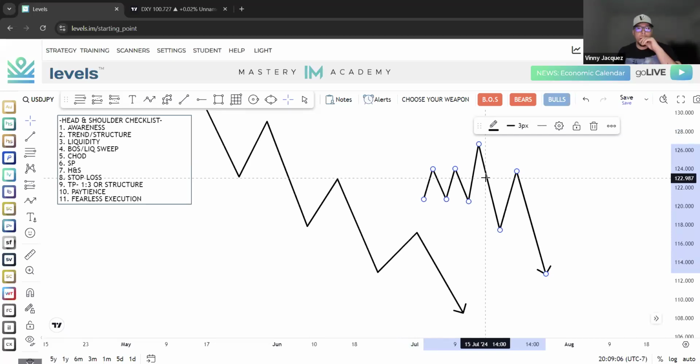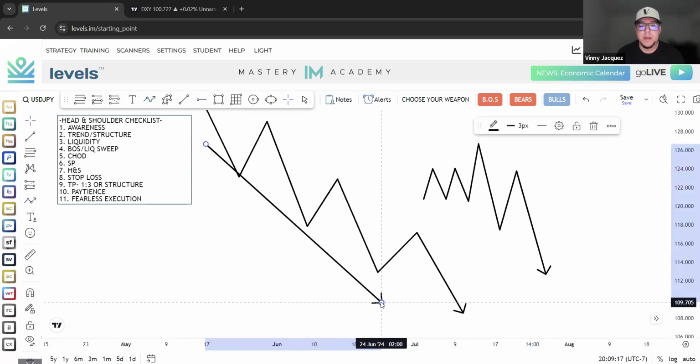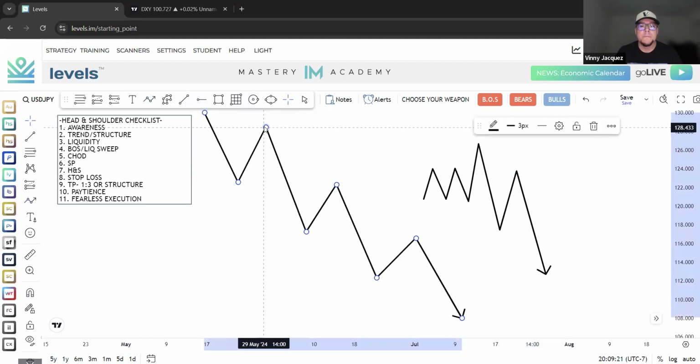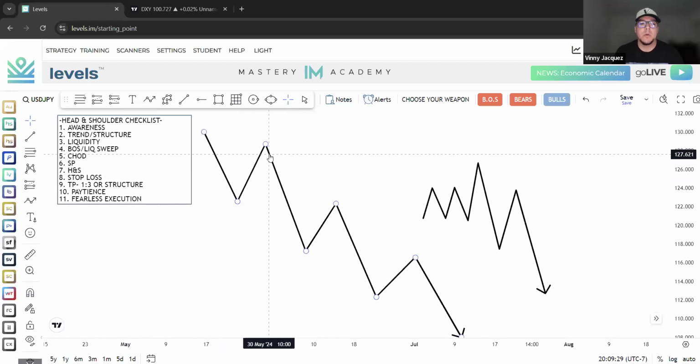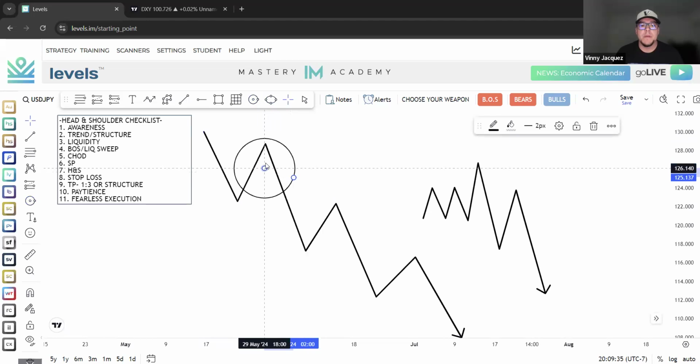Let me know, right? Now, where can I find this pattern when the market is already trending down? Well, the best areas to find this pattern, guys, are at the swing highs, at the lower highs, right? So in these areas, the market should be building up some type of head and shoulders.